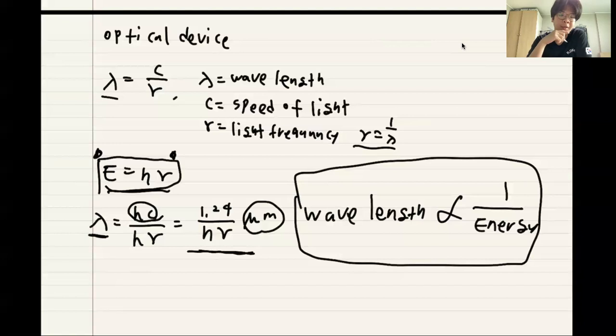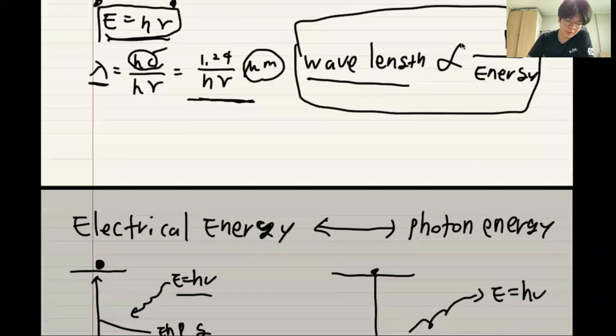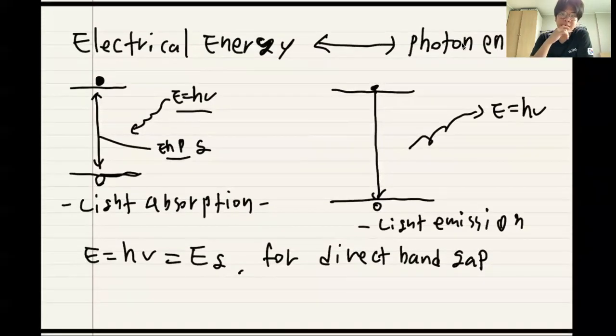To make calculations easy, we pre-calculate the product between the speed of light and the Planck constant. So if we look here, we can see through these equations that wavelengths are anti-proportional to the energy.